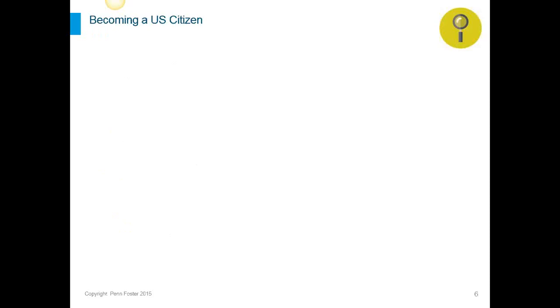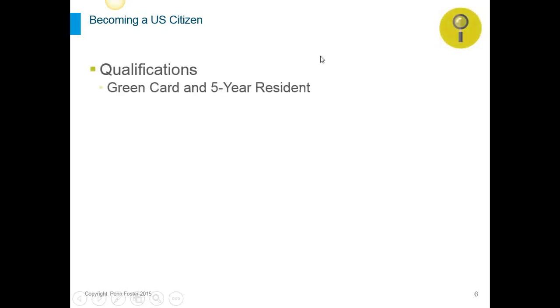So we've talked about the types of citizens. Now for naturalized citizens, there is a process. There are steps that have to be taken in order for someone to become a citizen. You don't just automatically get to be one at a certain point. So the first step is meeting certain qualifications. Anyone who starts going through the process of becoming a citizen has to meet these requirements first.